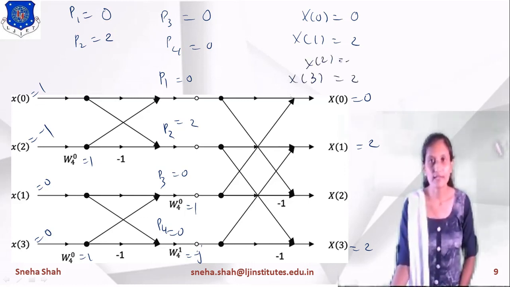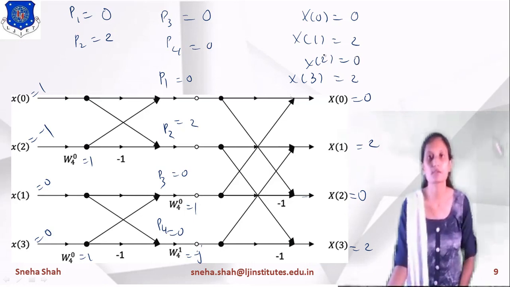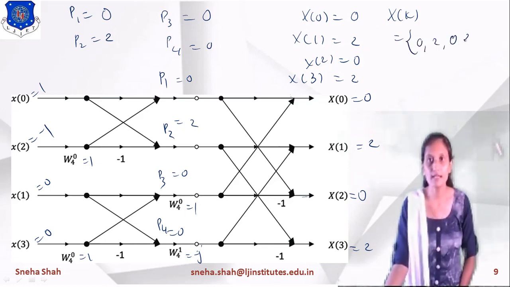And what is the value of x of 2? If I want to find x of 2, it is the summation of this term, 0, plus this term, 0. So 0 plus 0 gives the answer 0. So x of 2 equals 0. Now from this, x of k is 0, 2, 0, 2. So this is your final answer.